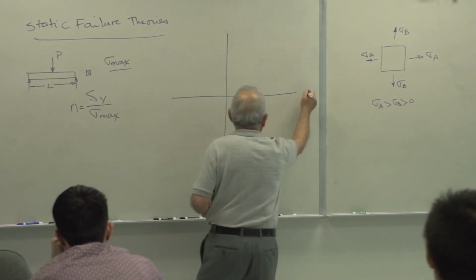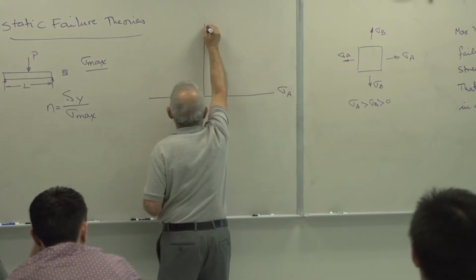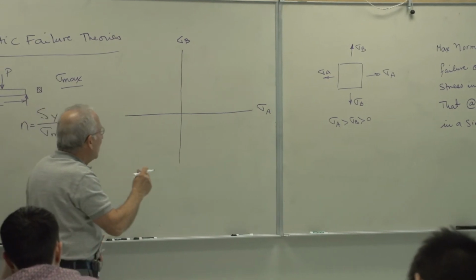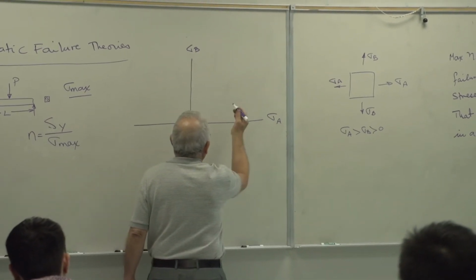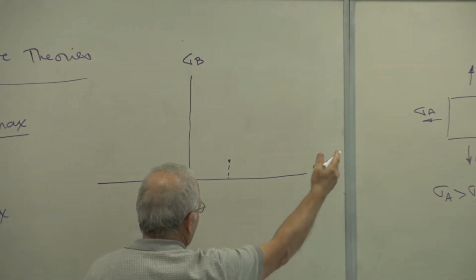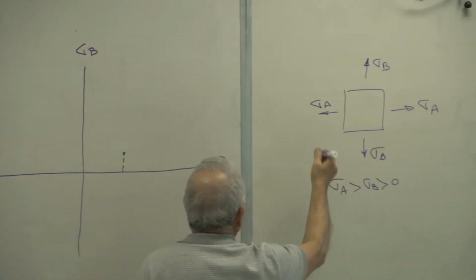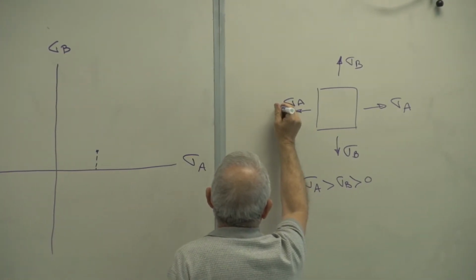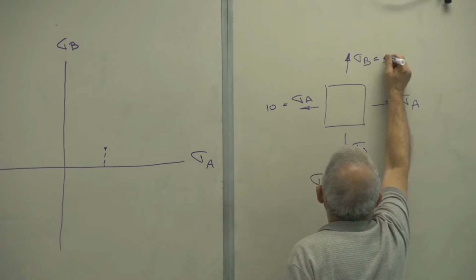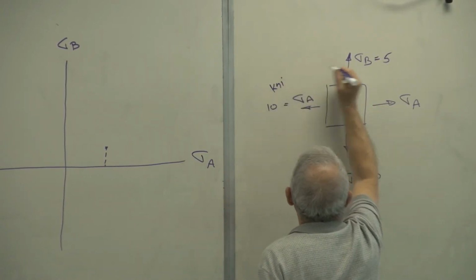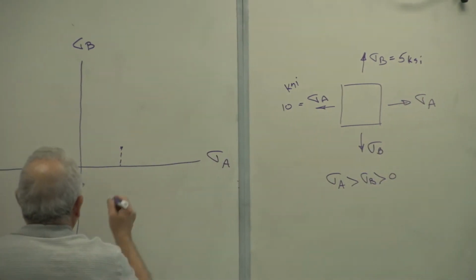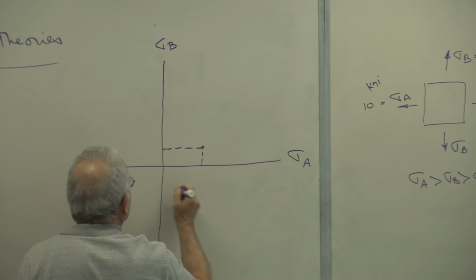So here is sigma A. We're plotting sigma A, sigma B. This is called the failure locus. And I plot a point here. Will give me the value of sigma A. Let's just give it some value, for example, 10, 5. So we plot that.